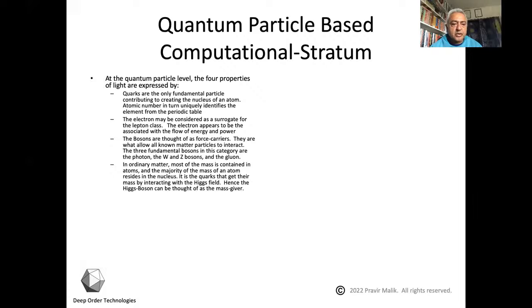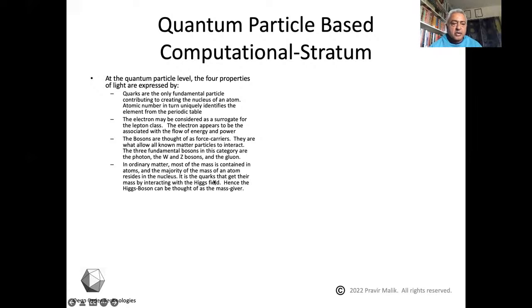Similarly, if we think about leptons and use electrons as a surrogate for the lepton class, we know that electrons are associated with the flow of energy and power. And therefore, we may say that the lepton is a carrier for light's property of power. When we think about bosons, these can be thought of as force carriers and essentially are required for all quantum particles to interact and to come together. And therefore, bosons can be thought of as a carrier of light's property of harmony.